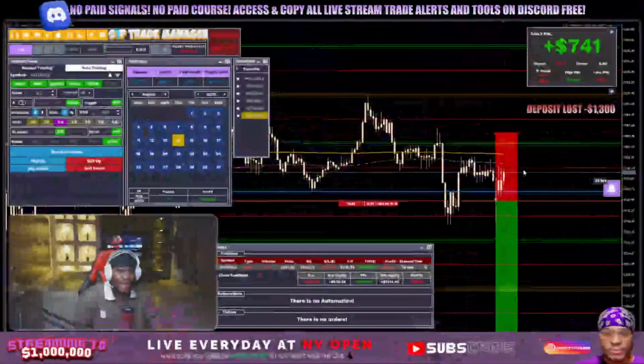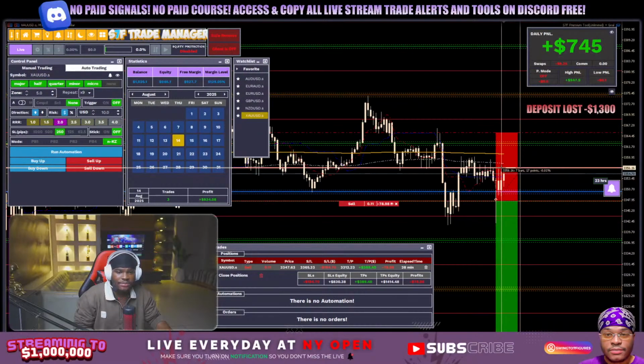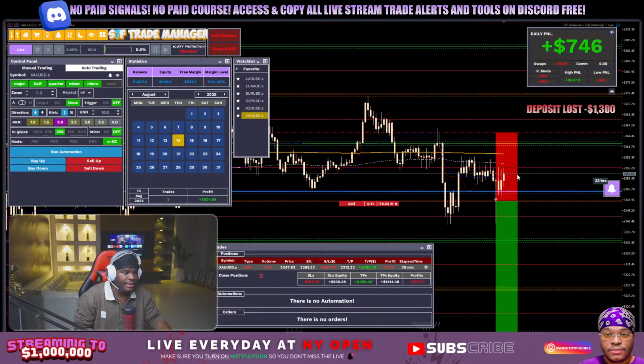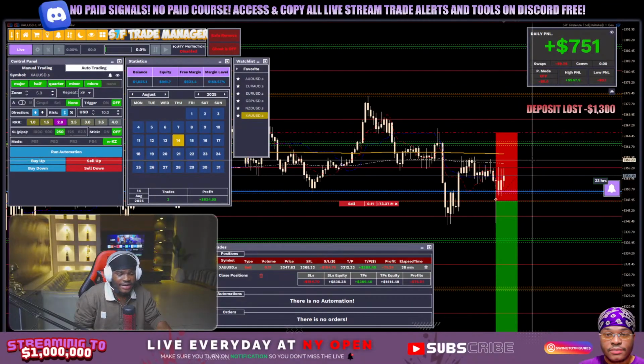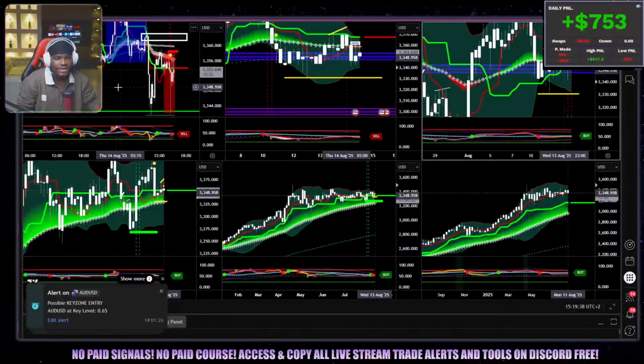Because that red line right there is not a line you want to mess with. But if gold manages to close above this line right here, I'm not gonna even hope for anything. It's done. It's a done deal. It's gunning for my money.